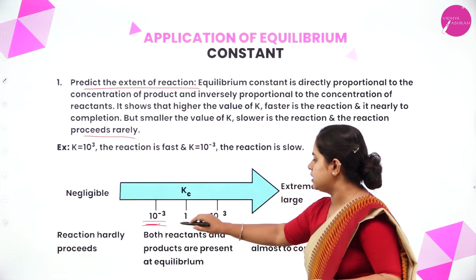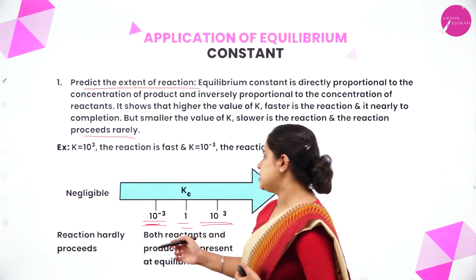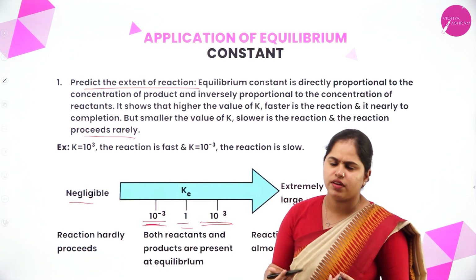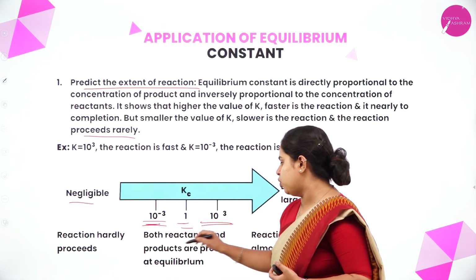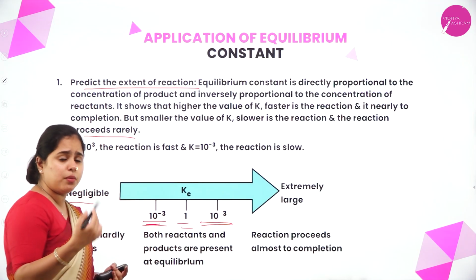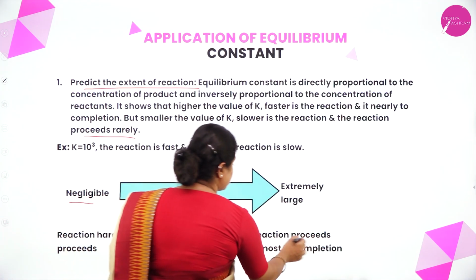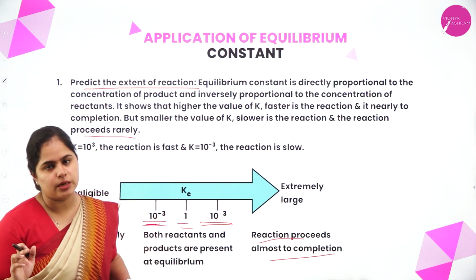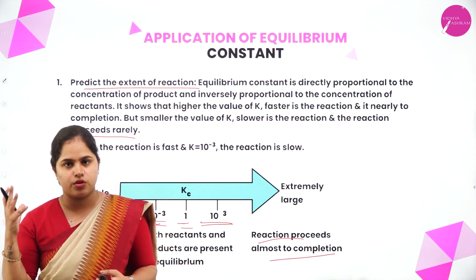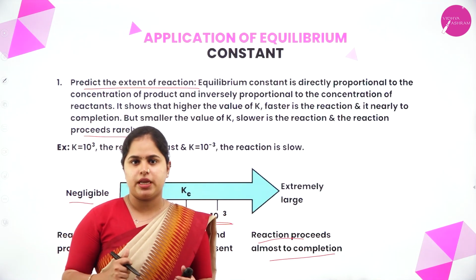Now, if the value of Kc is almost equal to 1, we can say that the reaction has attained equilibrium. As you can see here, if it is negligible, less than 10 to the power minus 3, the reaction hardly proceeds. If it is equal to 1, both reactants and products are present at equilibrium. If it is extremely large, 10 to the power 3 and more, then the reaction proceeds and is almost ready to be completed. So just with the value of Kc, we can predict the extent of reaction, whether it is completed, rarely occurring, or at equilibrium.